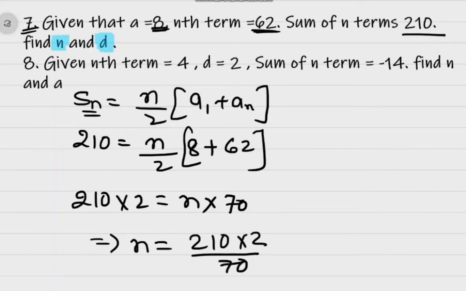Children, see how simple it is. The zeros will be cancelled. 7 1s are 7 and 7 3s are 21. So finally you are left with 6. So the value of n is equal to 6.